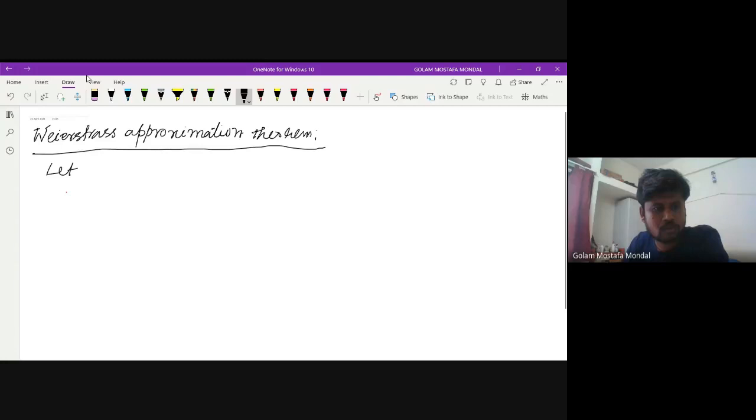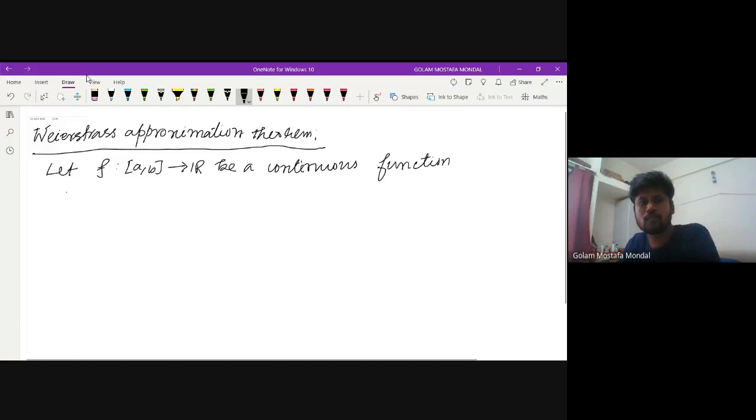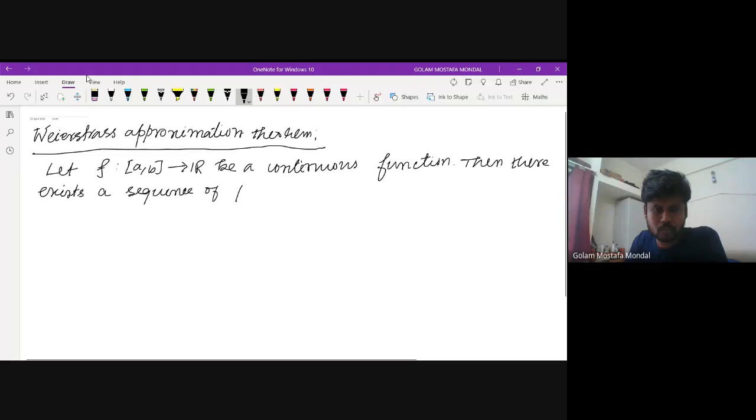that, let f from [a, b] to R be a continuous function. Then there exists a sequence of polynomials Pn such that Pn tends to f uniformly on [a, b].